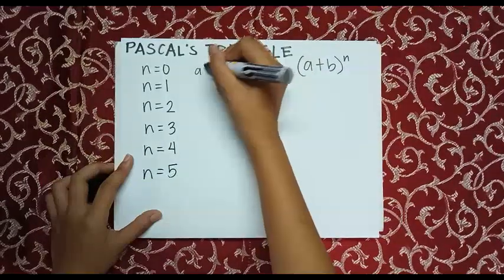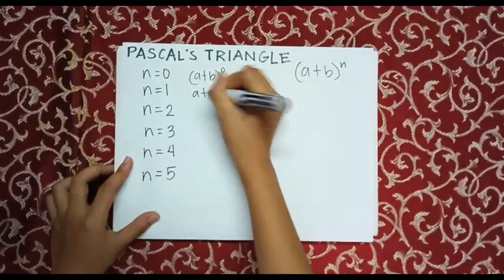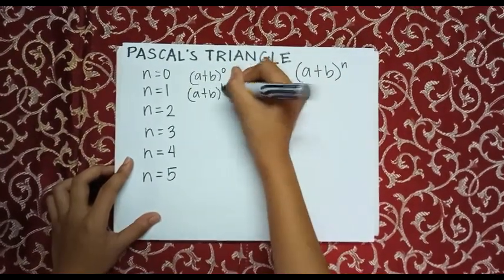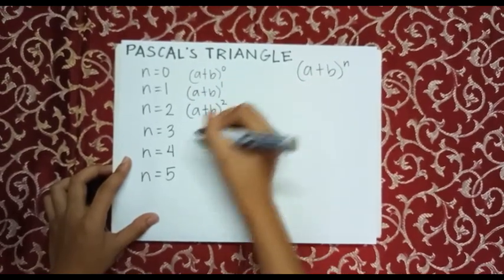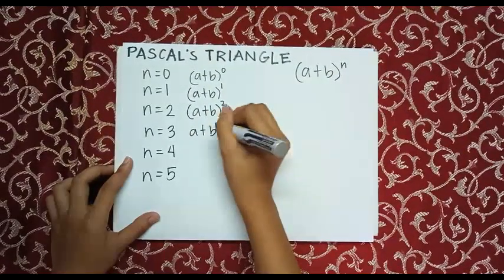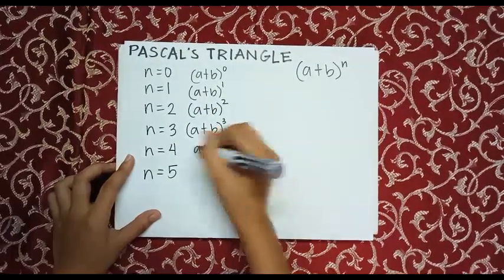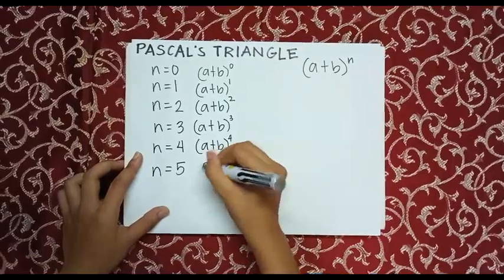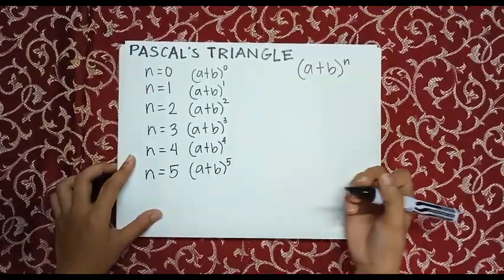So we will just substitute the value of n to the representation: (a + b)^0, (a + b)^1, (a + b)^2, (a + b)^3, (a + b)^4, (a + b)^5.